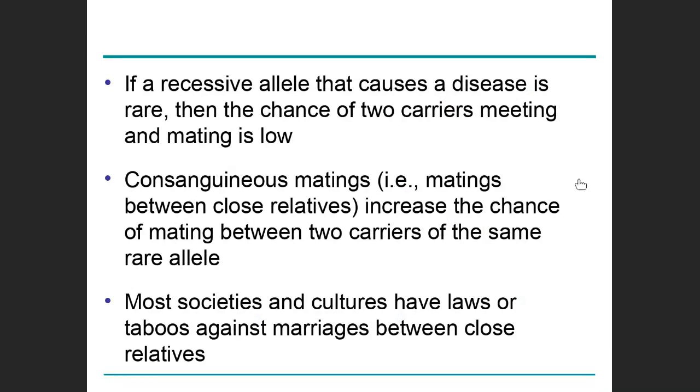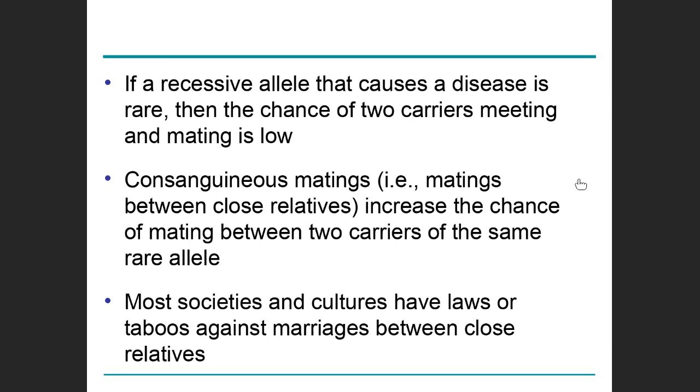So again, if 2 people are heterozygous, they have a 25% chance. So in general, the odds of having that homozygous recessive child do tend to be low. Now, matings between very close relatives, like first cousins or brothers and sisters, are called consanguineous matings. So these increase the chance of 2 carriers coming together and producing that diseased offspring.